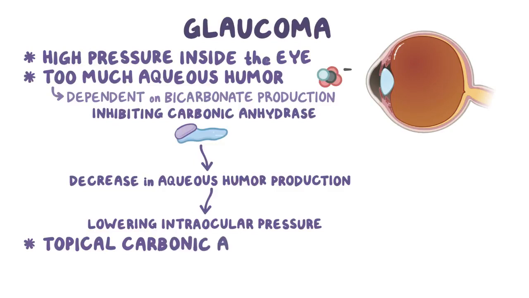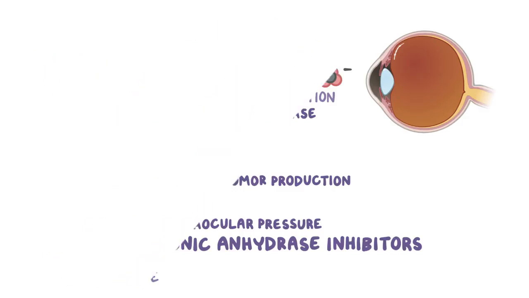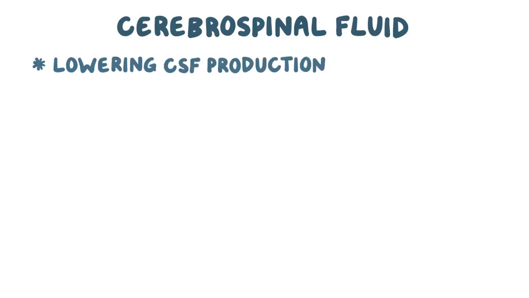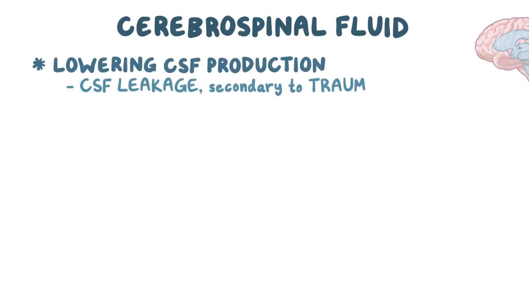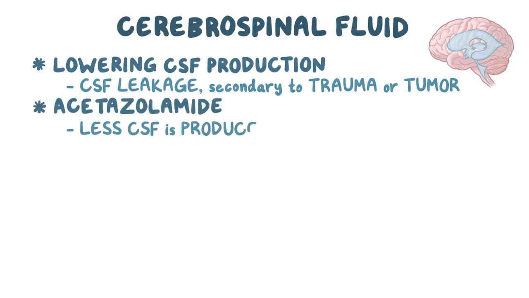Usually, topical carbonic anhydrase inhibitors like brinzolamide and dorzolamide are used to get the benefits locally, with none of the systemic side effects. Other uses for carbonic anhydrase inhibitors have to do with their role in cerebrospinal fluid formation and composition. First, lowering CSF production is useful in conditions such as CSF leakage, usually secondary to trauma or a tumor. With acetazolamide, less CSF is produced, so less is lost.